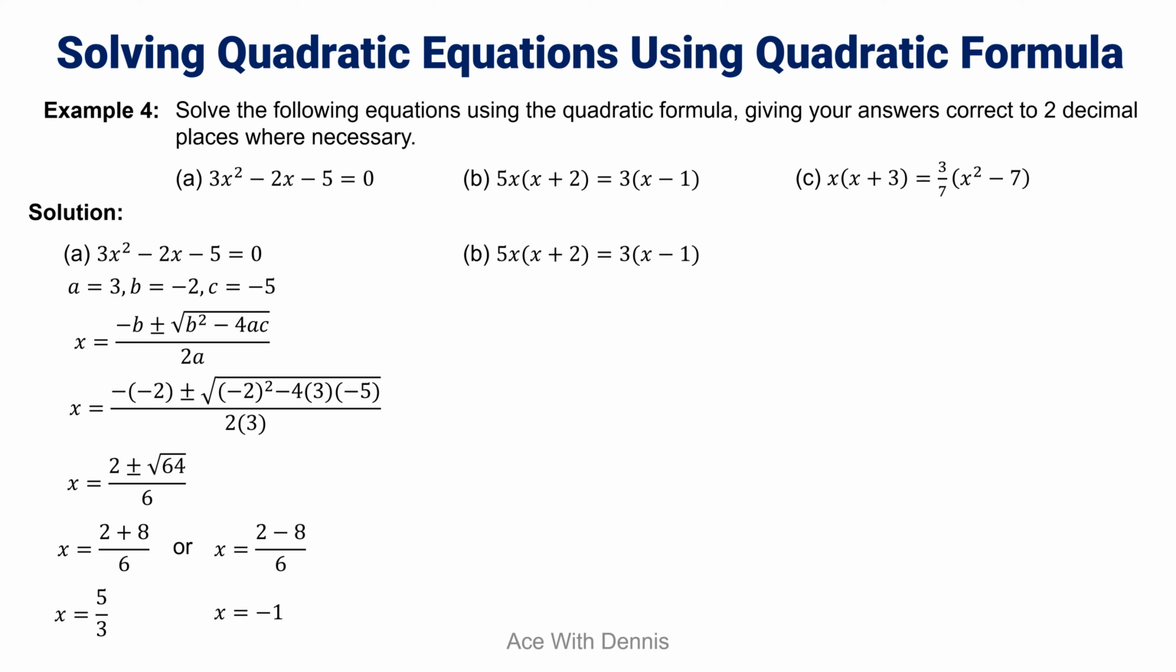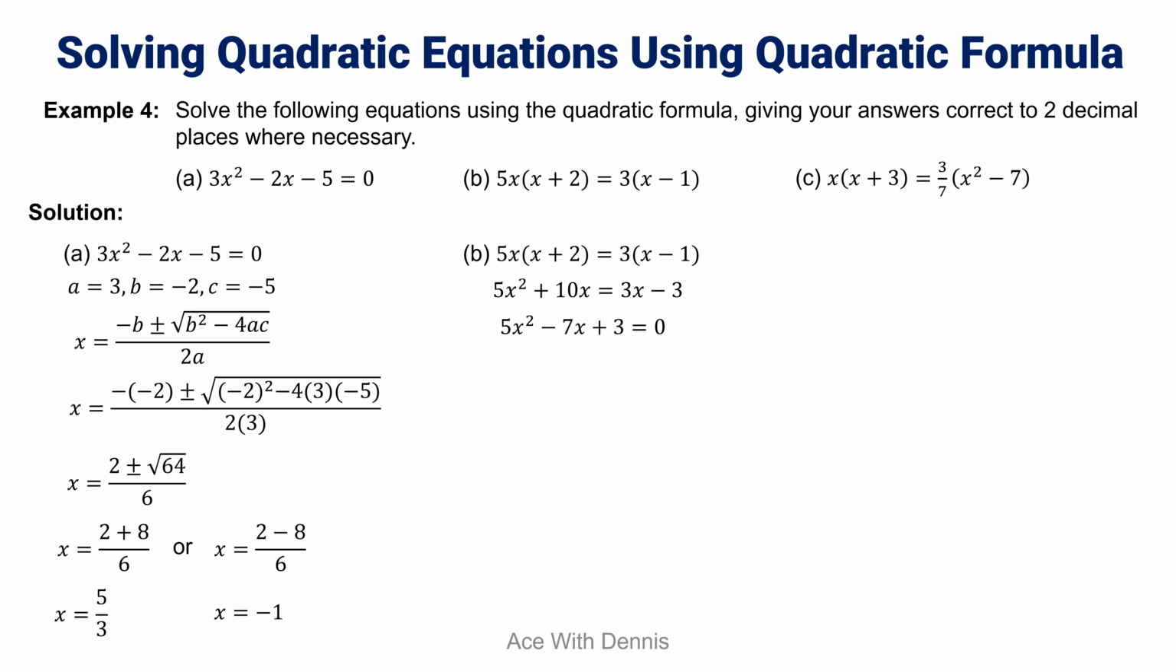So for B, 5x times (x plus 2) equals 3 times (x minus 1). So the first step, we will expand the bracket. For this case, we get 5x squared plus 10x equals 3x minus 3. And from here, I see that the 5x squared is positive at the left-hand side. Hence, I'll move the 3x minus 3 from the right side to the left-hand side. So this will be the equation: 5x squared minus 7x plus 3 equals 0.